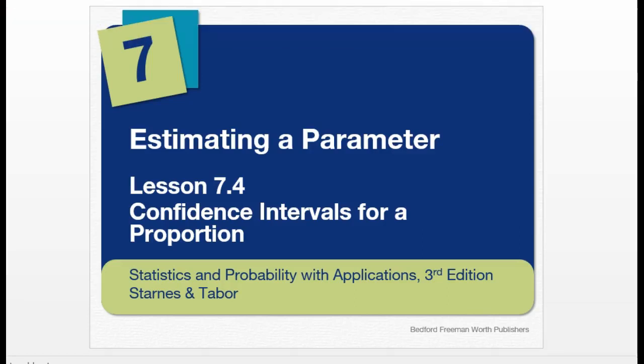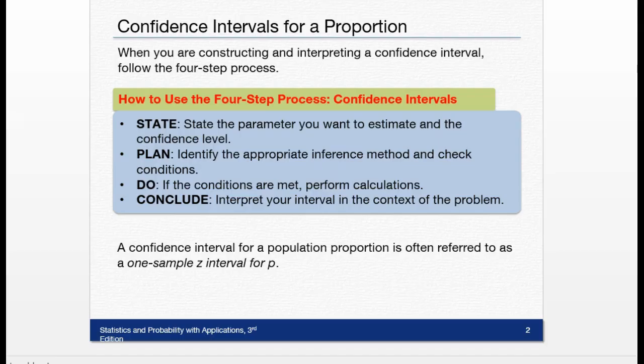All right, in 7.4, we're going to do the whole process of confidence intervals for proportions. So when you're constructing and interpreting a confidence interval, we follow a four-step process. These are the four steps. We state the parameter you want to estimate and the confidence level.